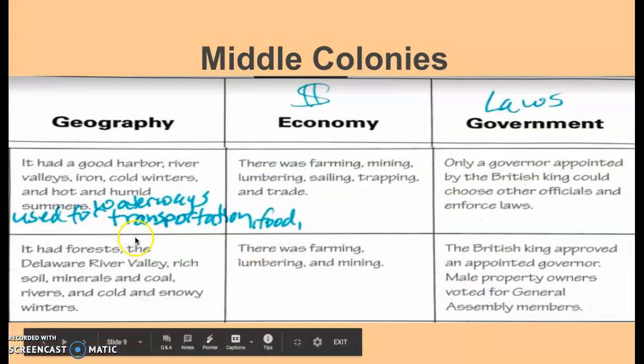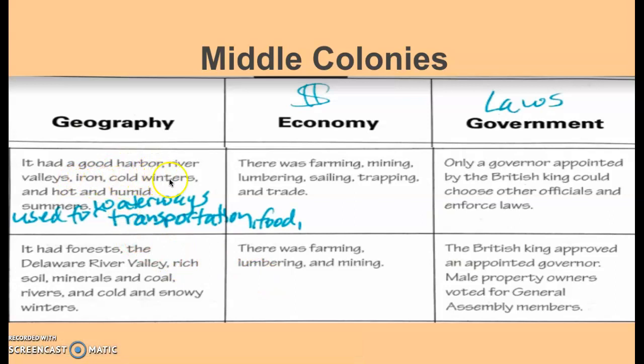The geography in this area, they had a lot of good harbors, river valleys, iron, cold winters, and hot and humid summers. Waterways were used for transportation, for food, all sorts of things. So those waterways, those swift rivers that we talked about in Rhode Island and so forth, will be incredibly important later on for establishing factories when we get to that part in U.S. history. There was some farming, mining, and lumbering.